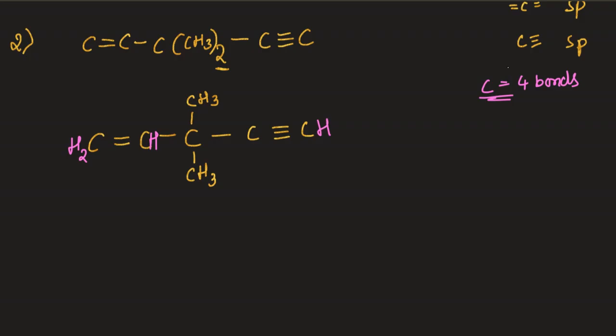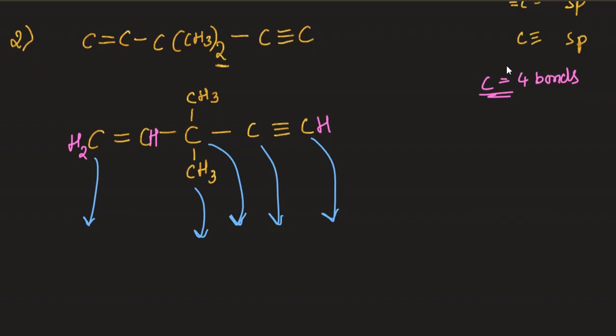Clear till here? Right. Now you need to find out about each carbon. First of all we need to find out the hybridization. As you know, this carbon is surrounded by only one side double bond. One side double bond indicates what? sp2 hybridization. This carbon is surrounded by no double bonds, no triple bonds, all single bonds. All single bonds indicates what? sp3 hybridization, right?